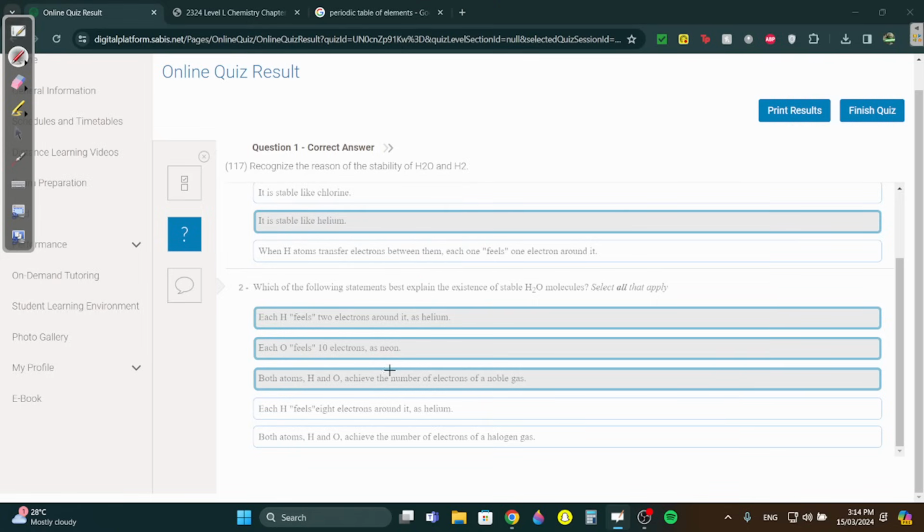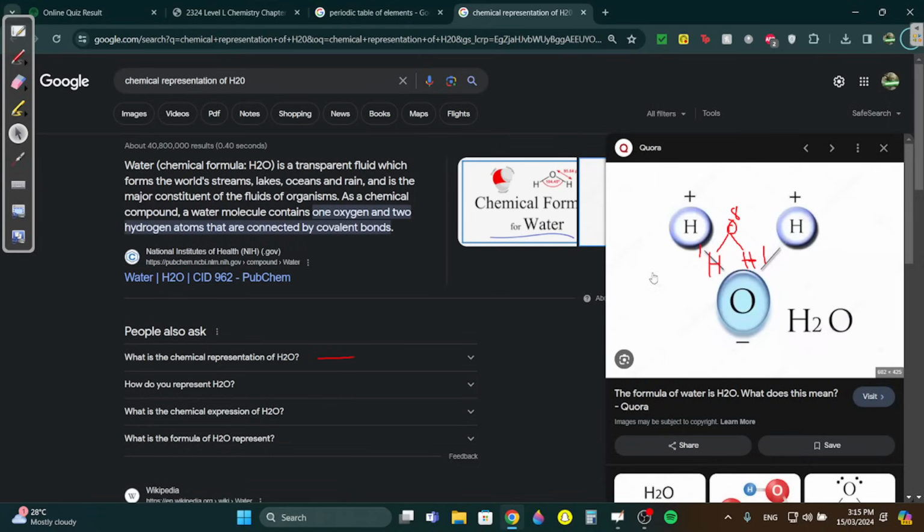And for this one, each O feels 10 electrons. Like when you have H2O, it looks like this, okay? H, O, H, it has a bond like this, a bond like this, I think. This O has 8, it takes one from here and one from here, I think. Well, I don't know, how does it look? Yeah, it looks like this. The O takes one from the hydrogen, one from the hydrogen here.